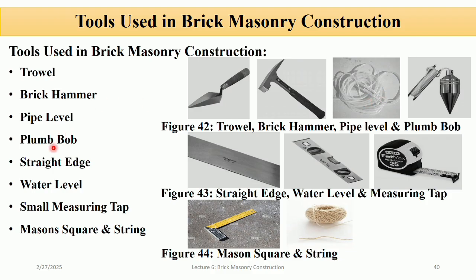The fourth one is the plumb bob. The plumb bob is used to check vertical alignment in construction. The straight edge is used to check surface flatness and alignment. And this is the water level. The water level is used to measure level difference over long distances. This is the small tape, used to measure short distances accurately. This is the mason square, which ensures accurate right angles in masonry work. And the last one is the straight edge, which helps in aligning bricks and leveling surfaces.